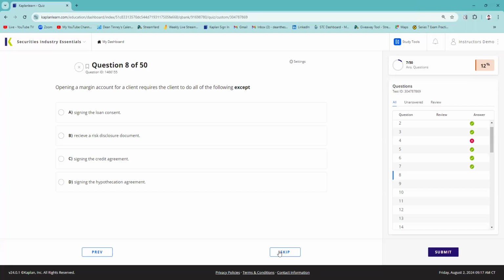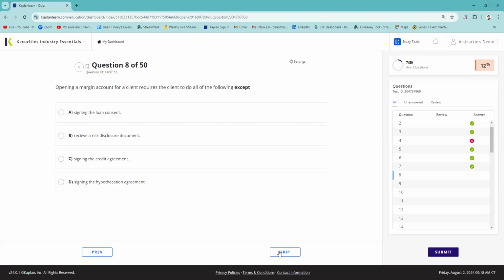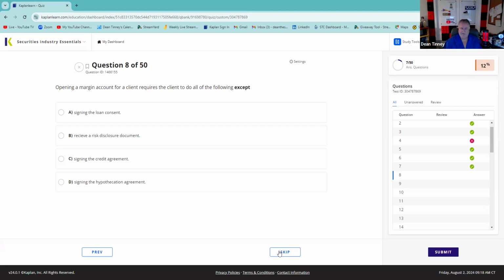I'm assuming you have to receive a risk disclosure document. You certainly do. I just don't know about C, the credit agreement. The credit agreement is mandatory. I say, Allison, this is where we disclose to you that you're paying interest on the borrowed funds. The interest you're paying is based on broker call. Broker call is what banks charge brokerage firms for money, and whatever they charge us, we're going to charge you a little more, broker call plus.